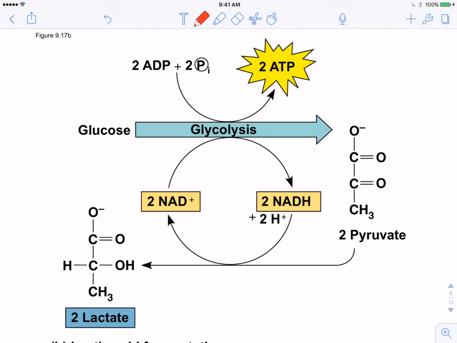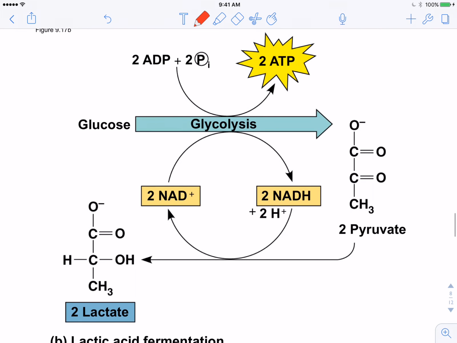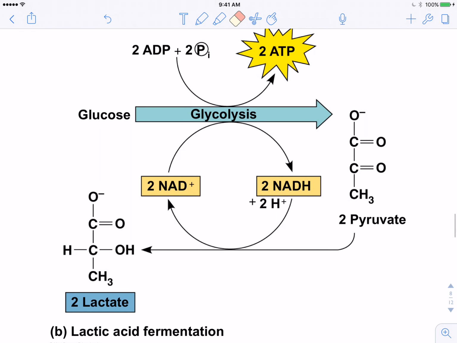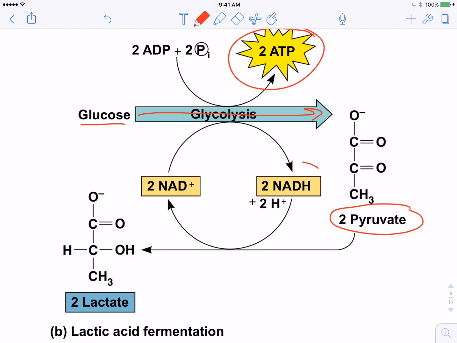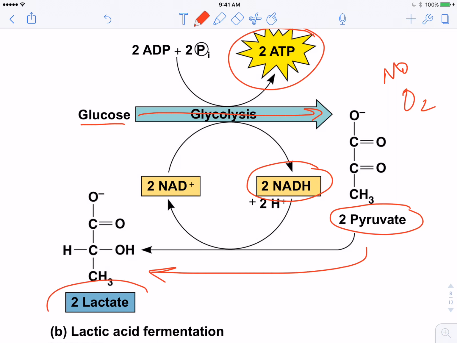Okay, so here is a look at lactic acid fermentation. Again, here we have glucose going through glycolysis to make pyruvate. Okay, this generates our ATP and NADH. Now, again, there's no oxygen. Pyruvate does not go into the mitochondria, and it gets converted in the cytosol into lactate.